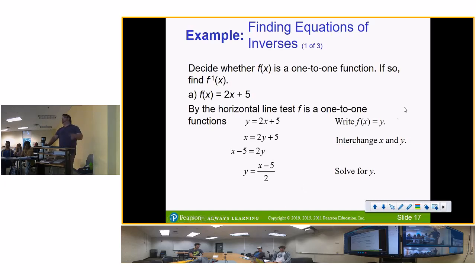So we already got 2 or 3 questions out of this section. 1, be able to graph the inverse. 2, make sure you can algebraically find the inverse. And 3, make sure you can do the horizontal line test to see if it's a one-to-one function. Okay. And make sure you write that f to the -1.